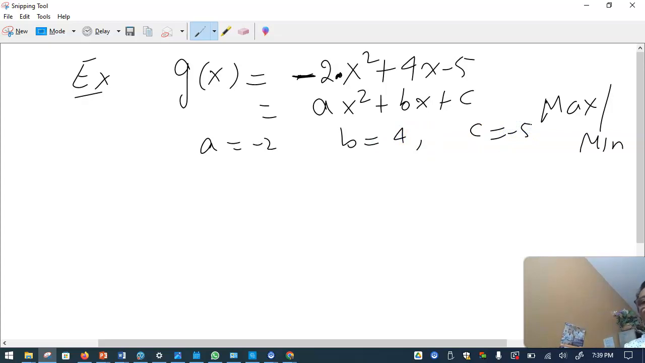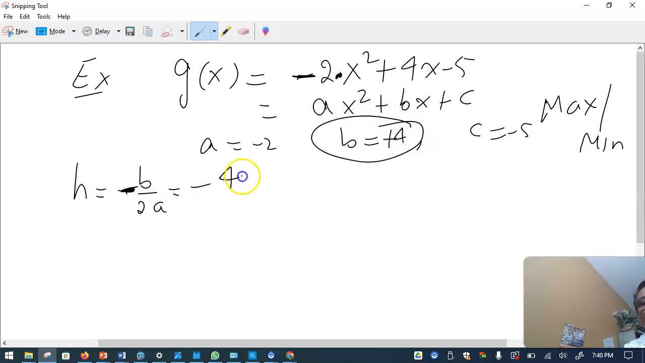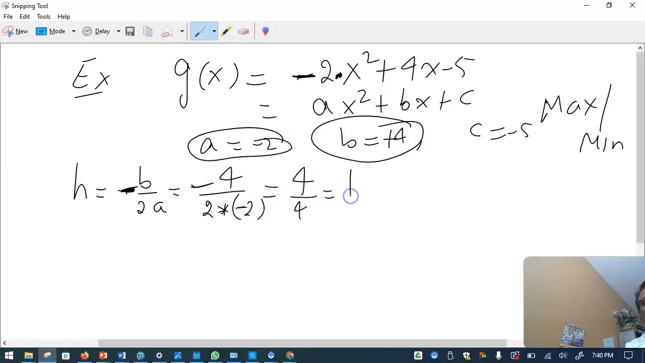And then the formula says h is minus b over 2a. What does minus mean? You do the opposite of b. So if this is plus b, you just do the opposite, which is minus, and 2 times a is minus 2. There you go. Two negatives make a positive, and 4 over 4 is 1. So already you get h is 1. That's the x coordinate of the vertex.